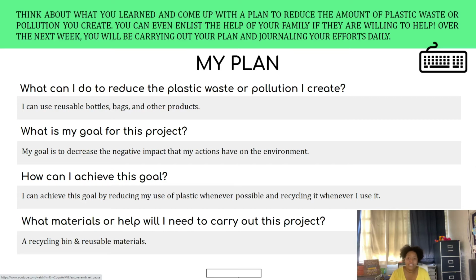So my goal is to decrease the harm that I'm doing. The third question says, how can I achieve this goal? Well, I can achieve this goal by reducing my use of plastic whenever possible and recycling it whenever I do use it. Because sometimes we will use plastic in life. Sometimes you just have to. But when you do, you can recycle that plastic.